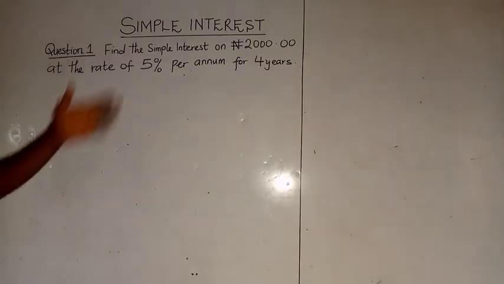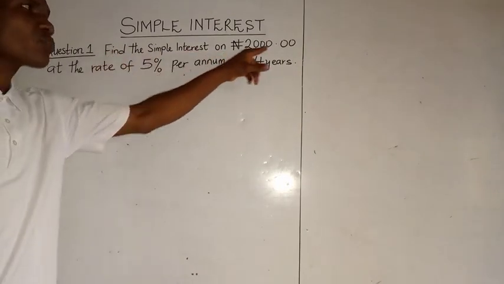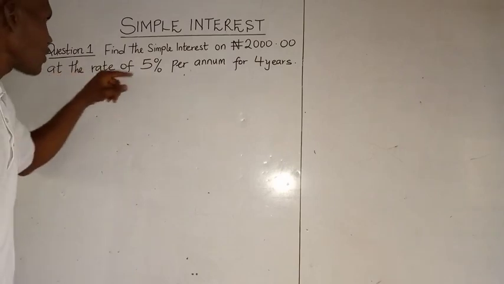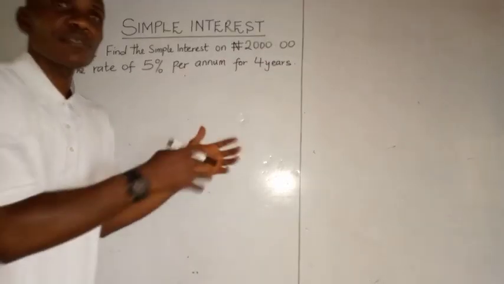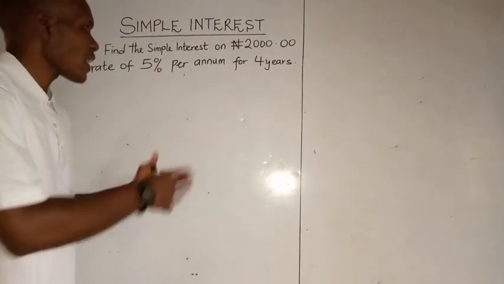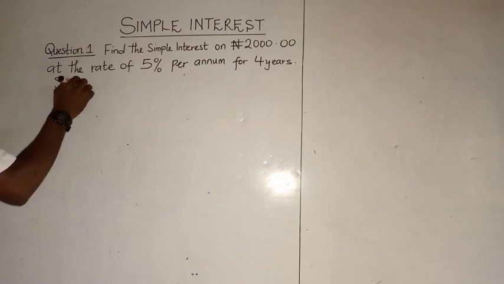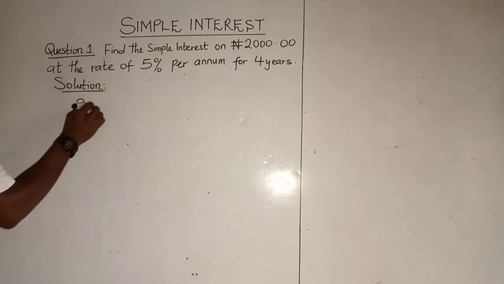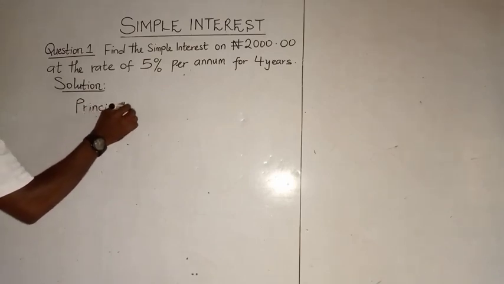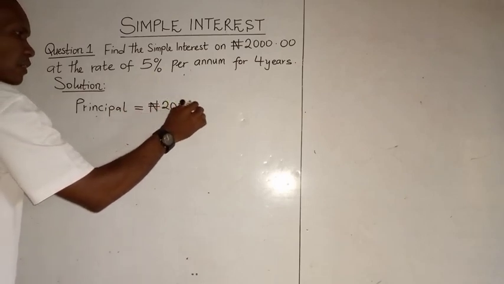Here is a question of simple interest. Find the simple interest on 2,000 naira at the rate of 5% per annum for 4 years. Before you solve a question on simple interest, it is best you write out the parameters. For example, our principal is equal to 2,000 naira.